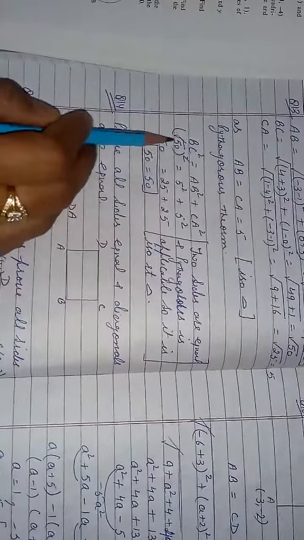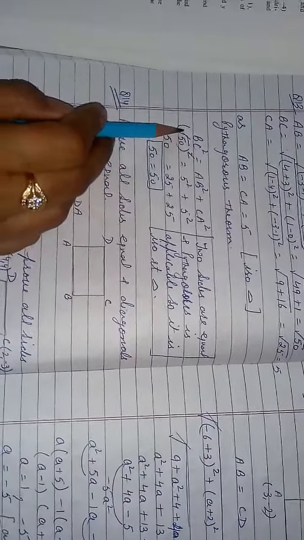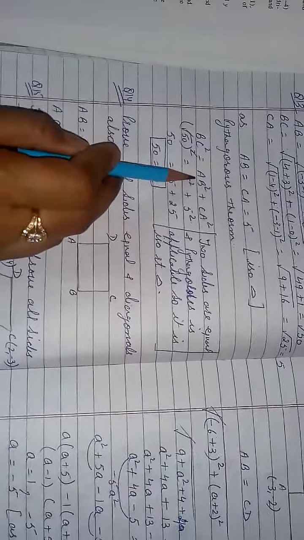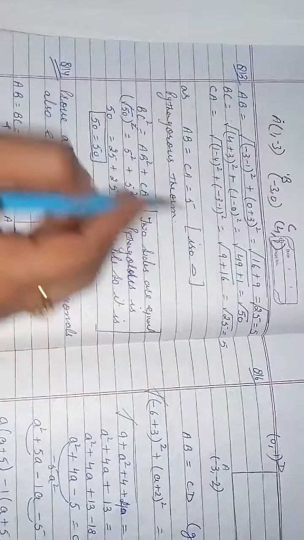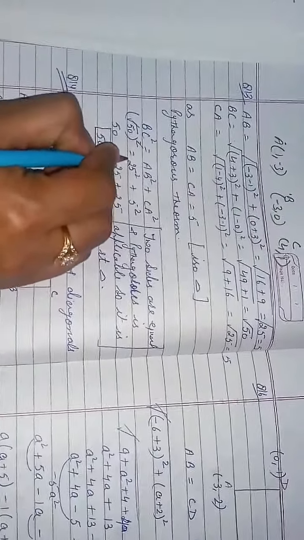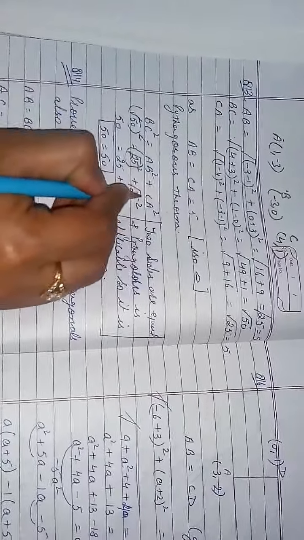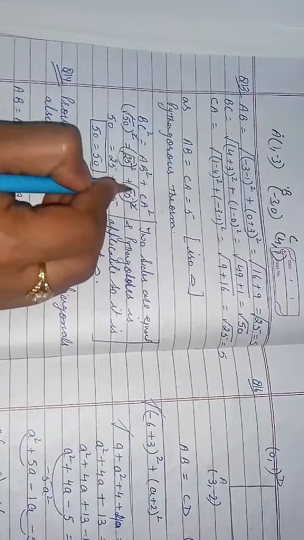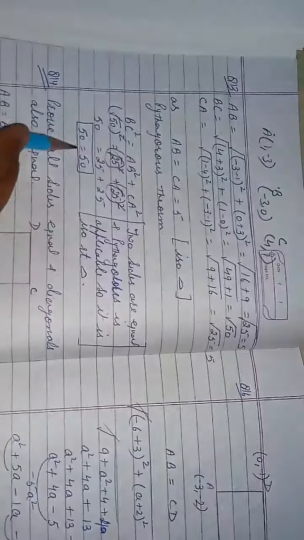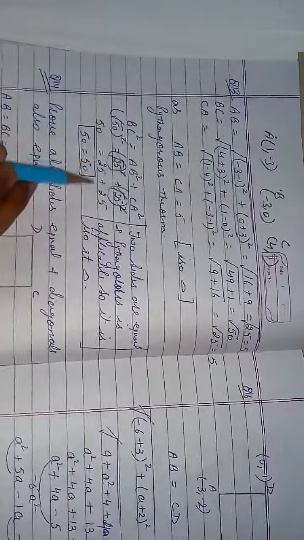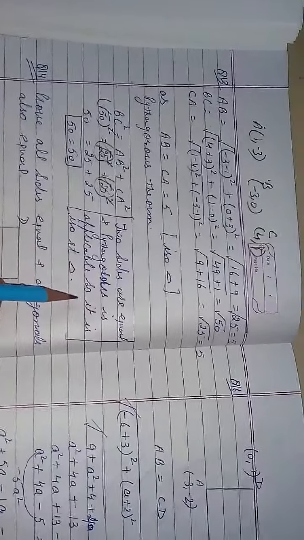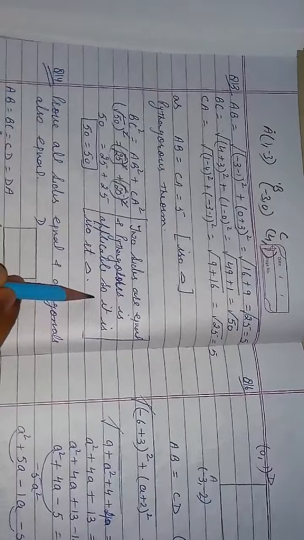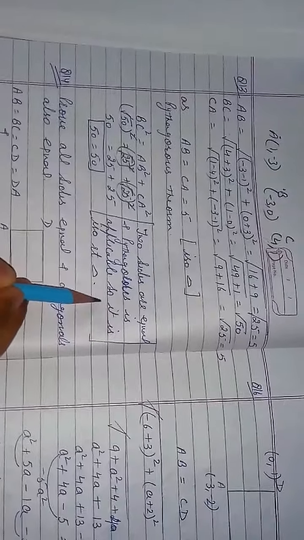When you put the values, you can see BC square, the root will be cancelled. AB square, what will be AB square? That will be root 25 whole square. Root 25 whole square, so the roots will get cancelled. You are left with 50 is equal to 25 plus 25. So Pythagoras is applicable over here, and we can say that these are the vertices of an isosceles right triangle.